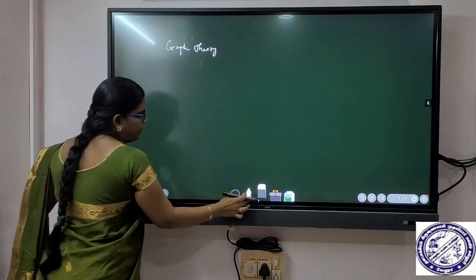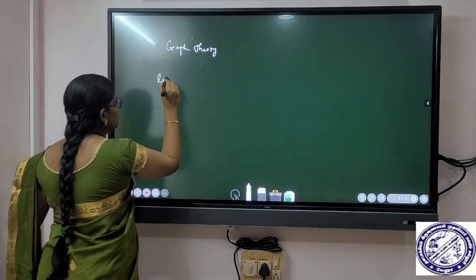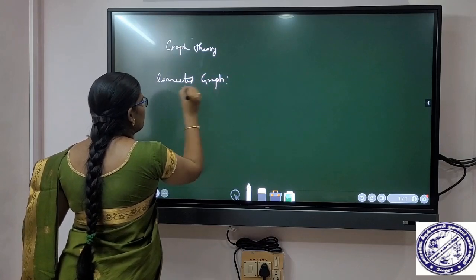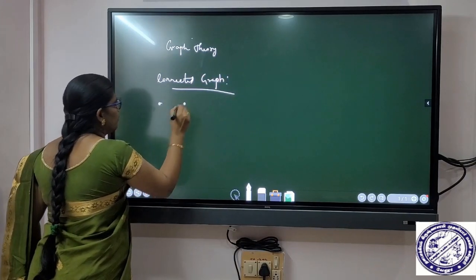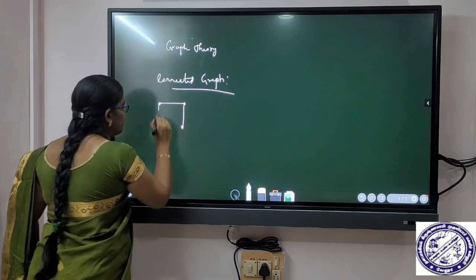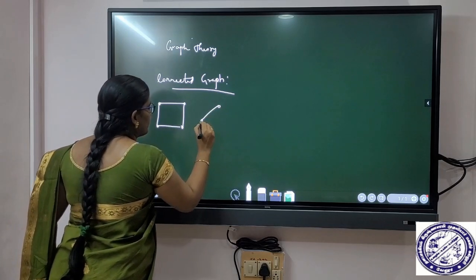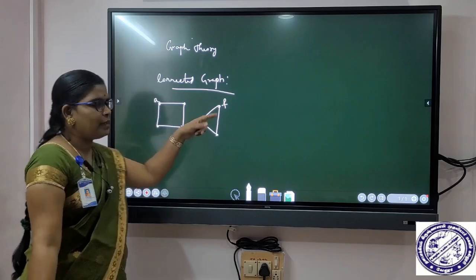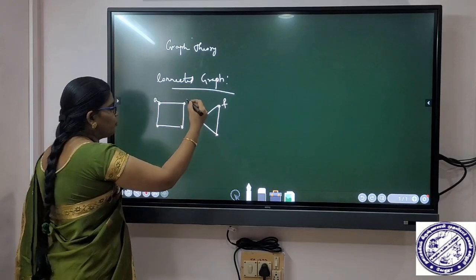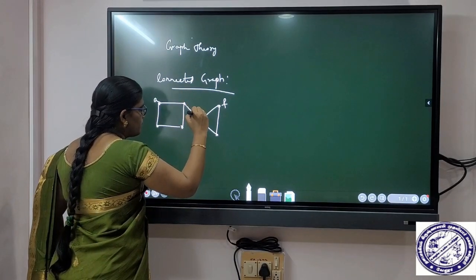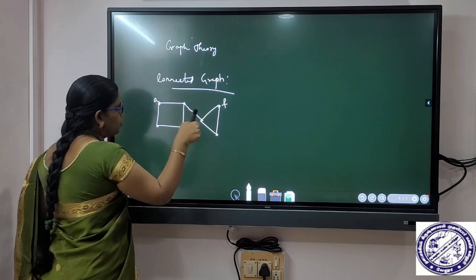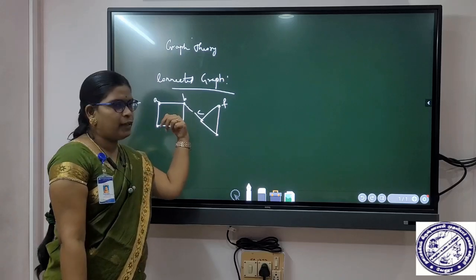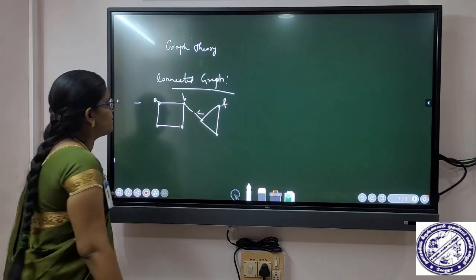Next one is connected graph. Suppose you take two simple graphs. For the vertices A and F, there is no path between them. Suppose you want to connect them, you can draw an edge between these two graphs, from A to C. Then there is a path between the vertices A and F. So this is called a connected graph.